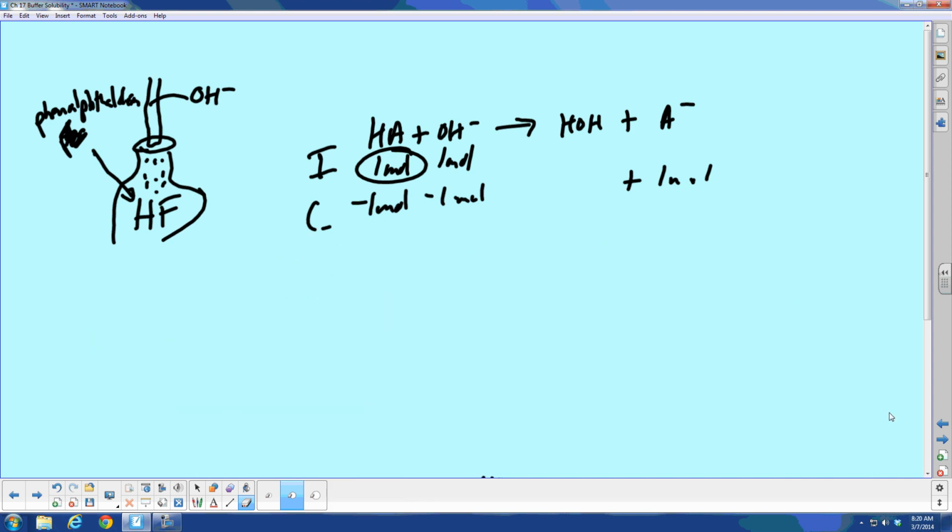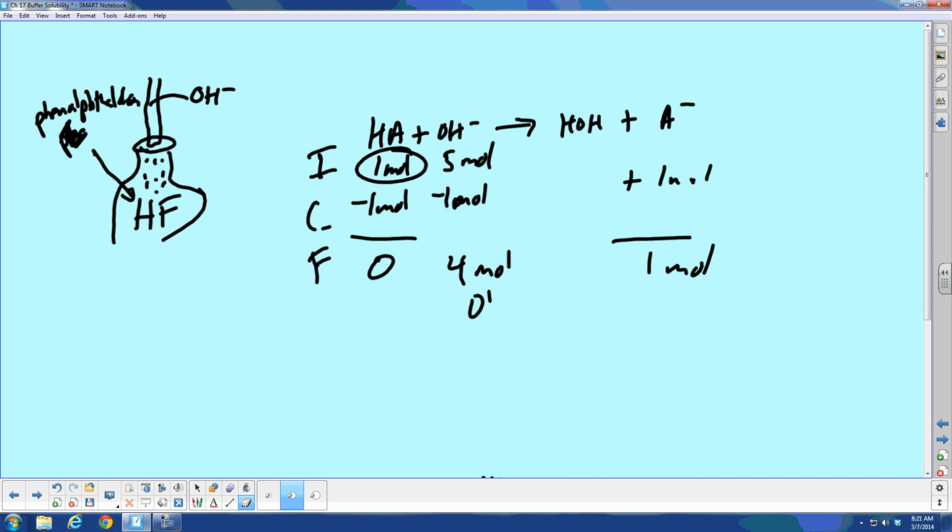What do I have beyond the equivalence point? So if I didn't add 1 mole, I added 5 moles. How much of that 5 moles would react with 1 mole of HA, and what would be left? Finally, 0, 4, and 1 mole. So what do I have left? I have hydroxide, and I have A minus, my conjugate base.